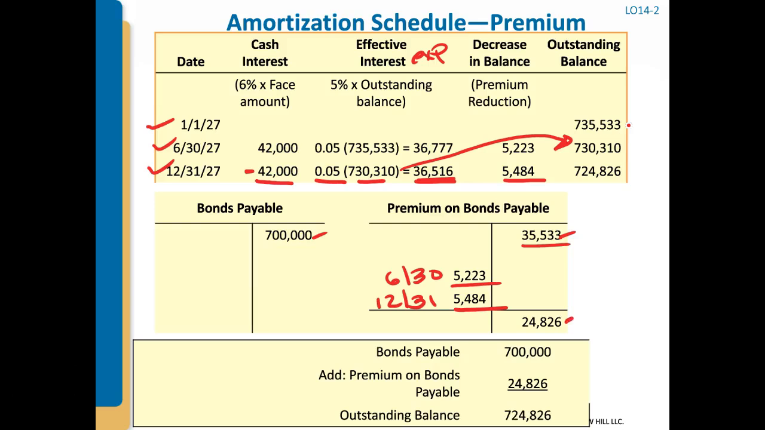And to figure out my outstanding balance, I'm going to take my bonds payable at the face amount and add in my ending balance of premium on bonds payable of 24,000. So my outstanding balance is 724,826, which is right here, my outstanding balance.